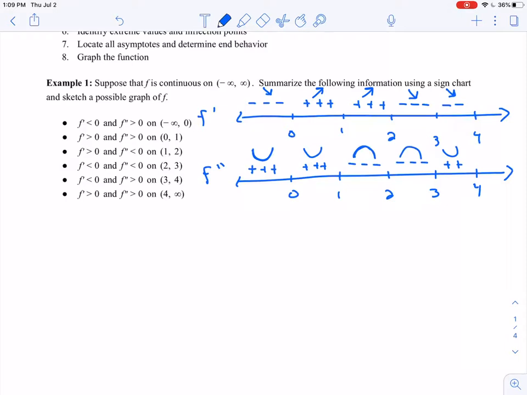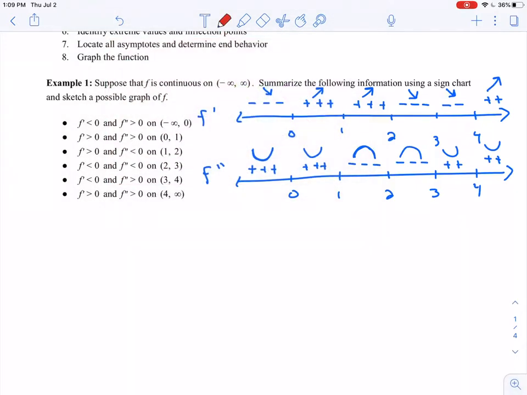And finally, 4 to positive infinity, that rightmost interval. My first derivative is greater than 0. My first derivative is positive. It's increasing. f double prime is greater than 0. f double prime is still positive. My second derivative is increasing as well. Holy moly, there's a lot going on here.